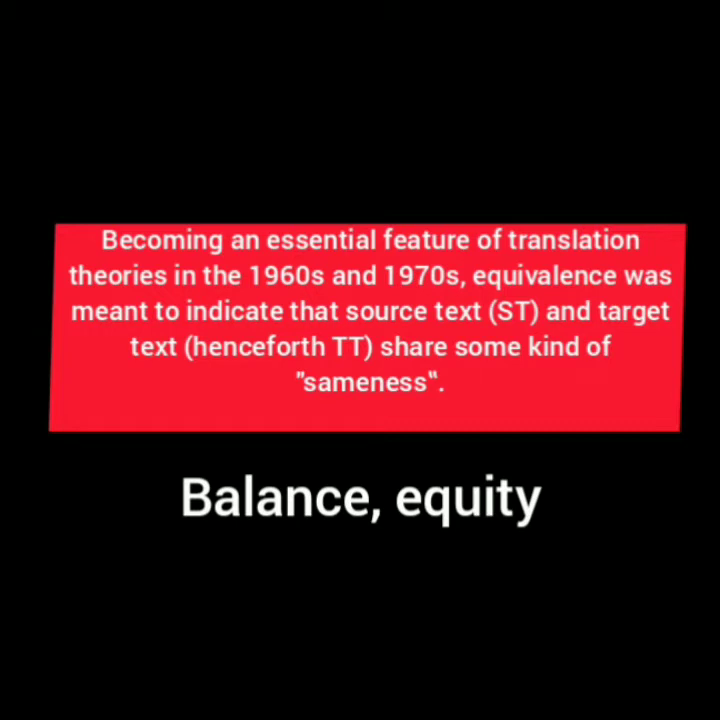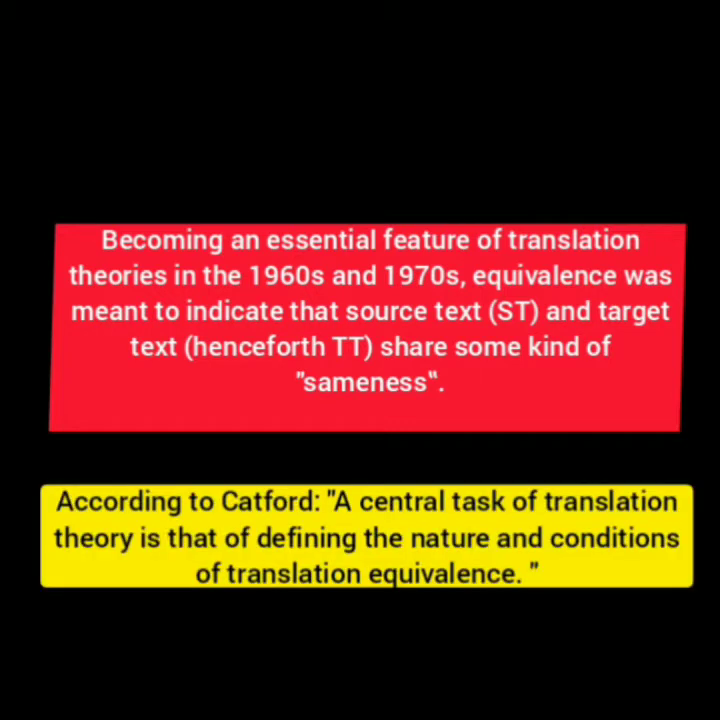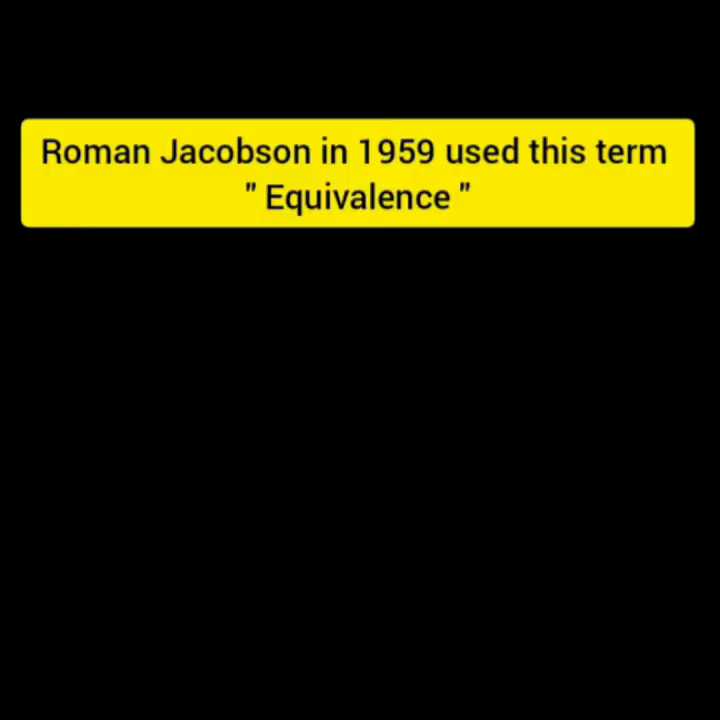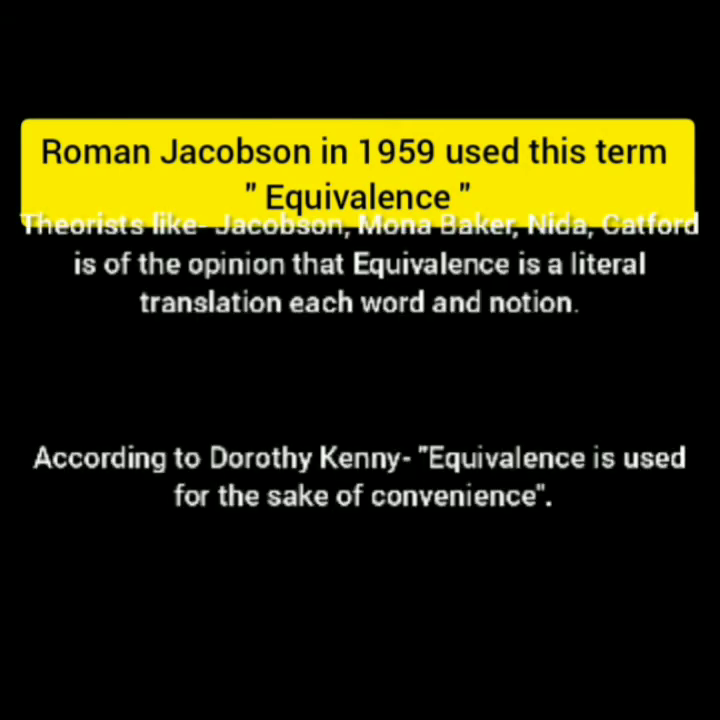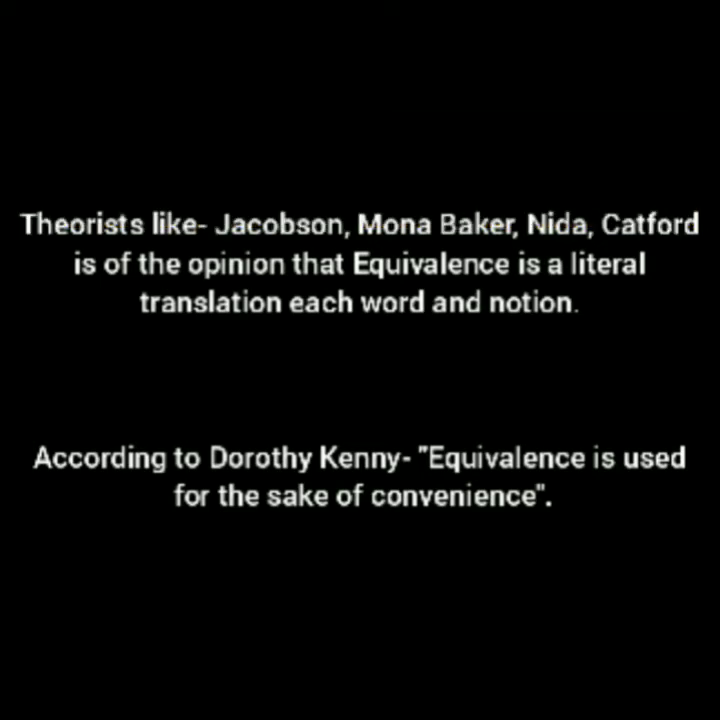One renowned theorist, Catford, states about equivalence theory that a central task of translation theory is that of defining the nature and conditions of translation equivalence. So it is clear that defining equivalence in translation is quite a difficult task. Roman Jakobson in 1959 first used this term equivalence. Various theorists like Roman Jakobson, Baker, Eugene Nida, and Catford are of the opinion that equivalence is a literal translation of each word and notion. But this opinion differs from person to person.